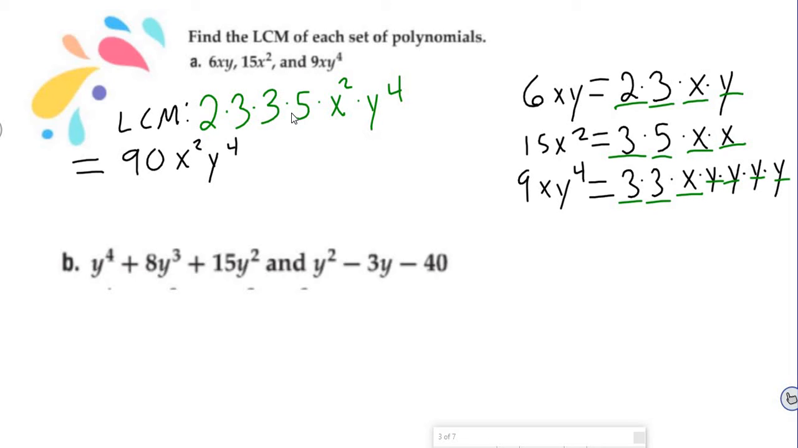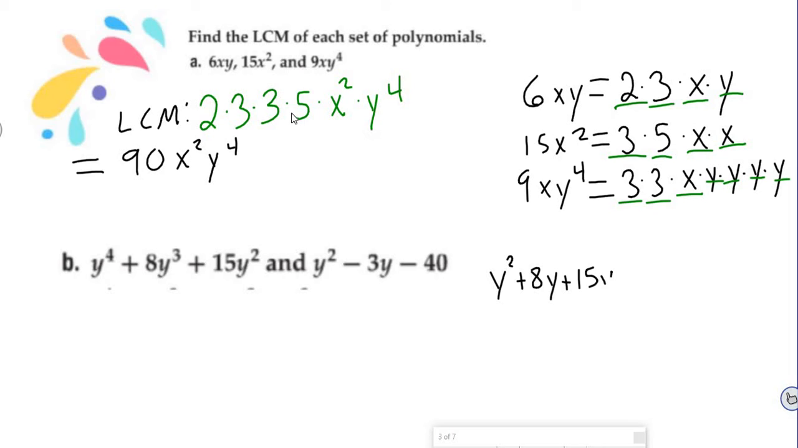Now, what's different about our next problem? So, instead of just having monomials, what do we have? We have trinomials, okay? But the process doesn't change, so what do we still need to look at? The factors. The only difference is, this time, instead of just being able to break them apart, we're going to have to use a method of factoring instead. Well, that's okay.